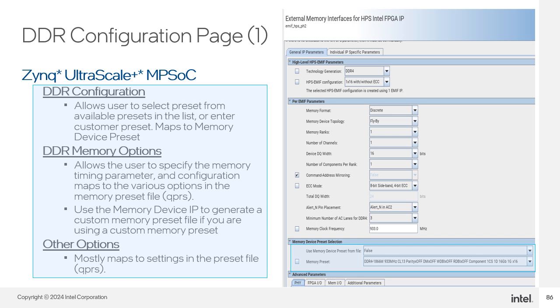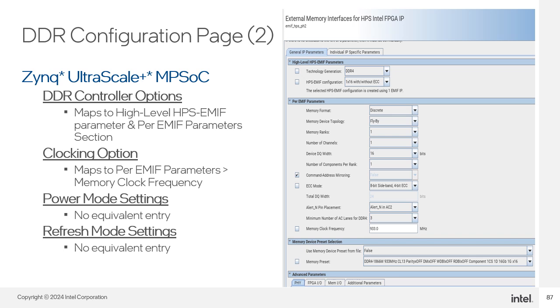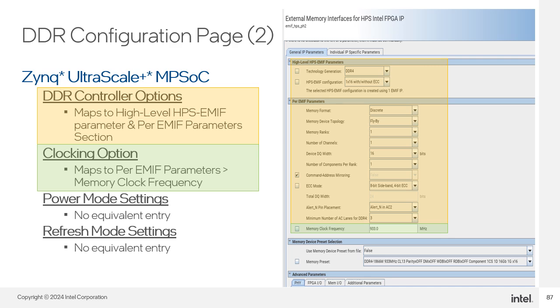Otherwise, you need to generate a custom preset for the memory part that you are using. The method to generate a custom memory preset file for HPS EMIF is the same as Fabric EMIF. The clocking option maps to the memory clock frequency in HPS EMIF IP. The DDR controller options map to the high-level HPS EMIF parameters section in HPS EMIF IP.